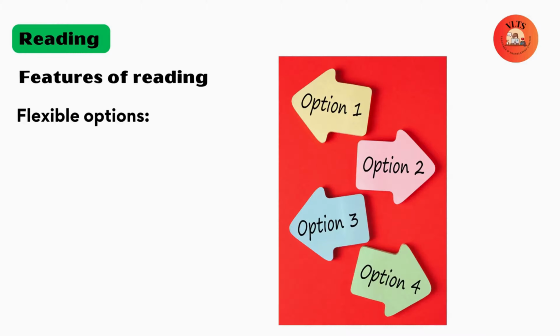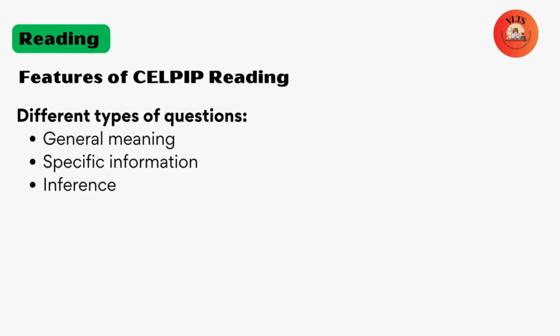Flexible options. You can change your answers as long as you're on that specific page, as there is no backtracking in the CELPIP exam. Different types of questions. There are 3 different types of questions: general meaning, specific information, and inference.